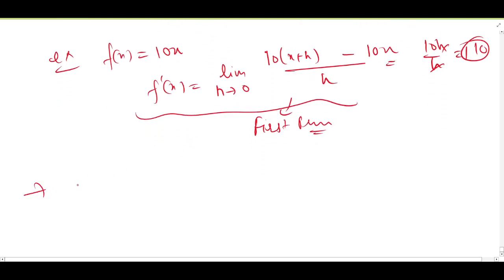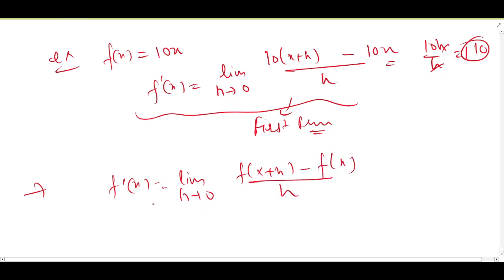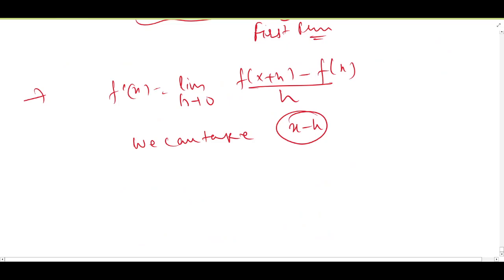So next, by first principle we have f dash x is equal to limit h tends to 0, f of x plus h minus f of x divided by h. So it's not that we can take only f of x plus h, we can take any point that is left, x minus h. Like we take the case of limits such as left hand limit and right hand limit.